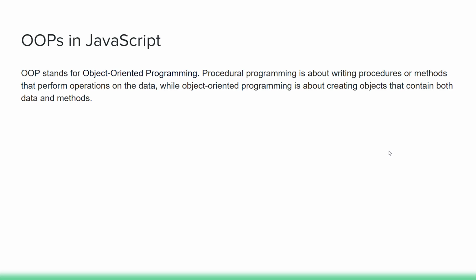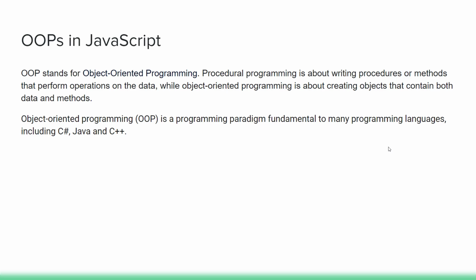Procedure programming is about writing procedures or methods that perform operations on the data, while object-oriented programming is about creating objects that contain both data and methods. Let's look at that and other things. Object-oriented programming, OOP, is a programming paradigm fundamental to many programming languages, including C#, Java, and C++, and so forth. How is object-oriented programming implemented in JavaScript?